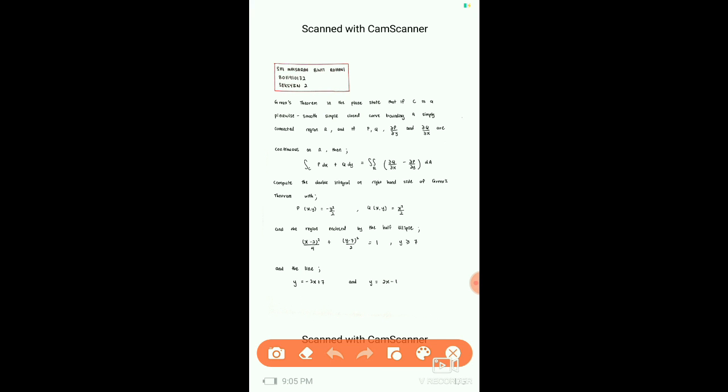The question states that if C is the closed curve connected to the region R and all of these are continuous on R, then the equation can be written as this one. The closed integral over C of P dx plus Q dy is equal to the double integral over the region of del Q over del x minus del P over del y.